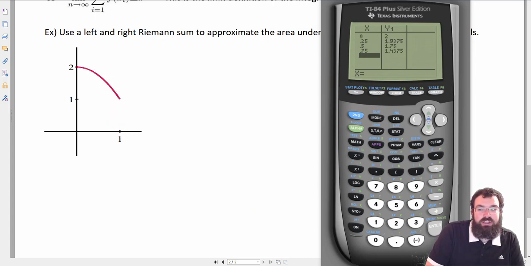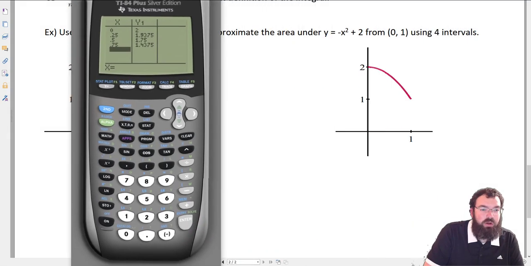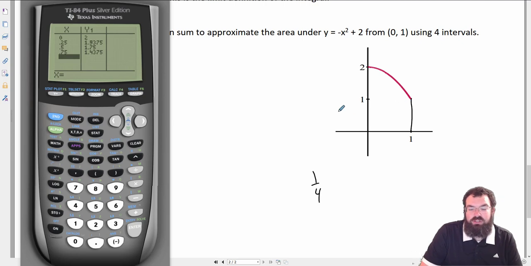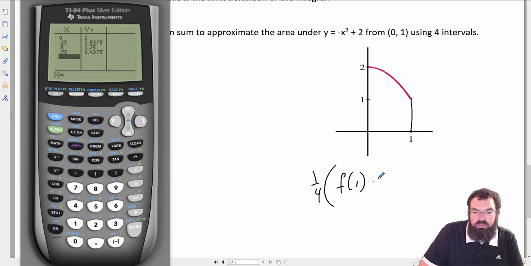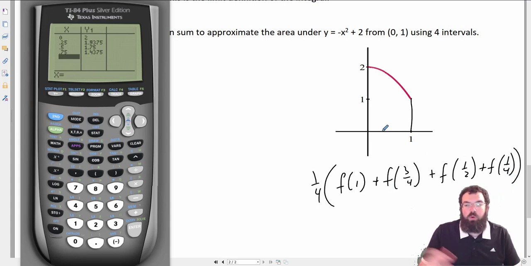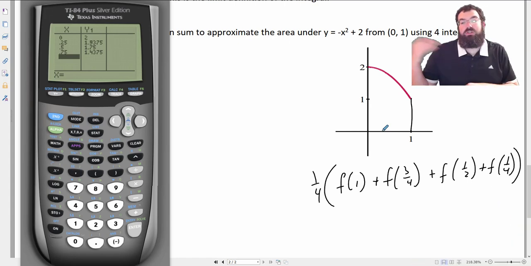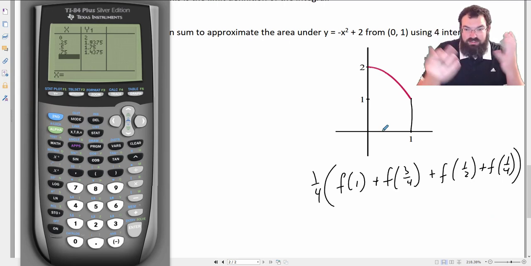The next one is going to be fairly similar. I don't want to spend that much time on it because I felt like I wasted a lot of time pulling all this garbage up. But in this case, when I go from the right hand, I'm going to basically take 1/4 because again, that's the width of each, the height of each rectangle, times f of 1 plus f of 3/4 plus f of 1/2 plus f of 1/4. And if I'm going from the right, I'm never reaching the leftmost point. If I'm going from the left, I'm never reaching the rightmost point. So it kind of makes sense that way, right?